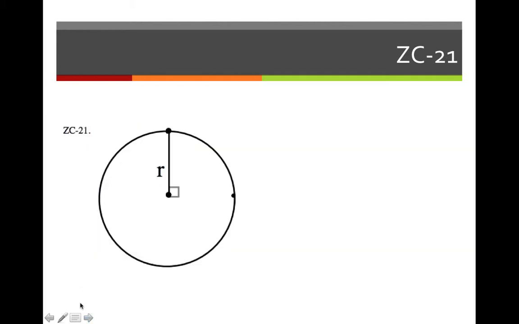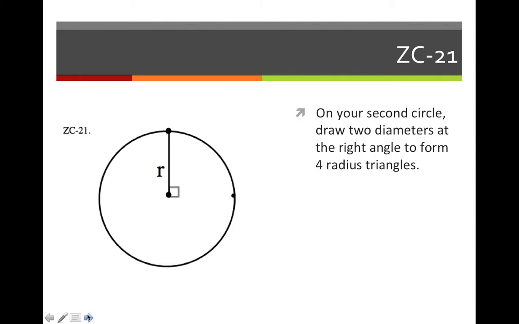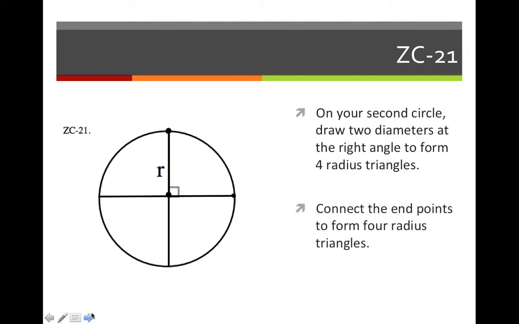We're going to now look at ZC21. You're going to use your 4 colored pencils again. On the second circle, draw 2 diameters at right angles to form 4 radius triangles. That probably sounds very confusing, so this is what you're going to do. You're just going to draw a diameter and extend it down and a diameter across. Then you're going to connect the endpoints to form 4 radius triangles, just like I'm doing right now.